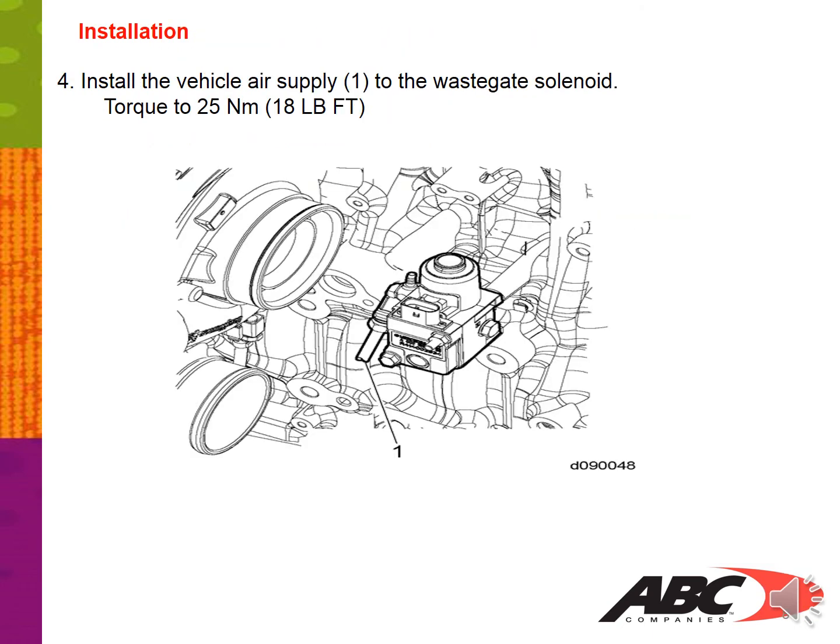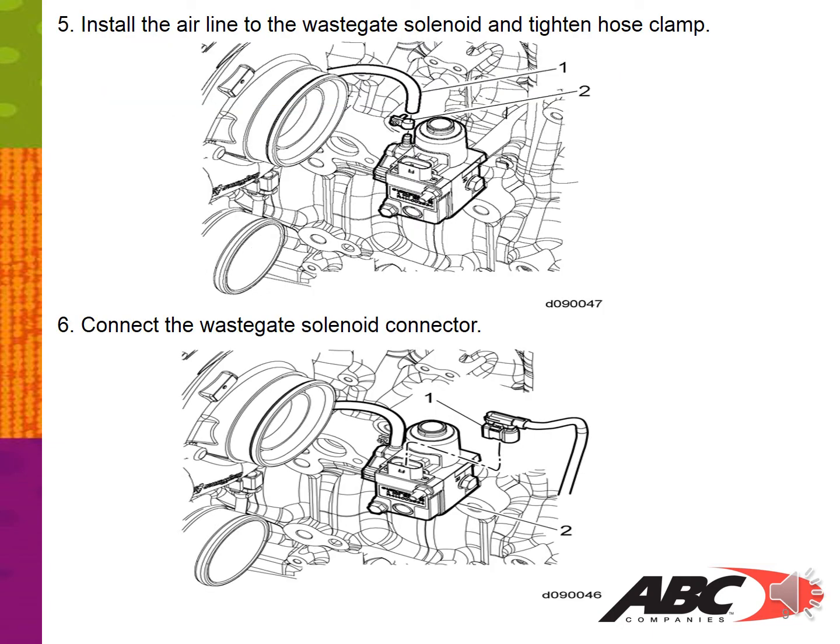Step 4. Install the vehicle air supply number 1 to the wastegate solenoid. Torque down to 25 Newton meters or 18 foot-pounds. Step 5. Install the air line to the wastegate solenoid and tighten the hose clamp. Connect the wastegate solenoid connector, number 1, shown in the picture below.